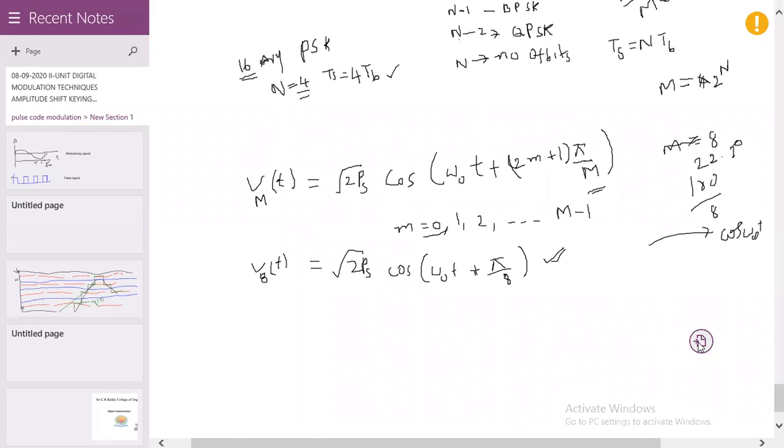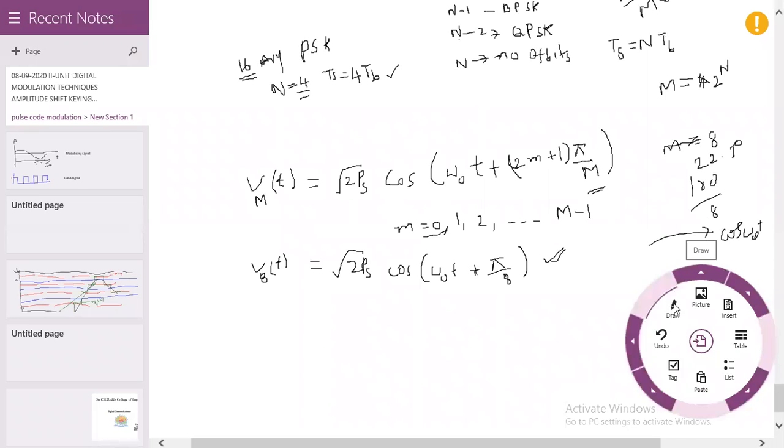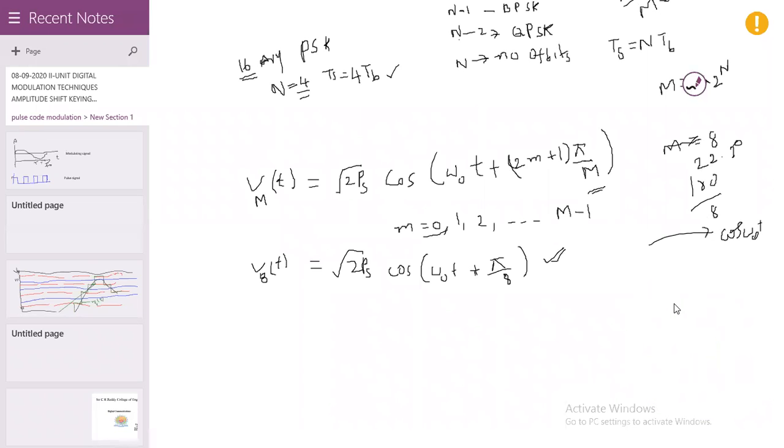Equations. Okay, now here you can draw the constellation diagram for M array PSK. Please note down the constellation diagram for M array PSK, or the geometrical representation of M array PSK. This is very very important. Write the constellation diagram fully.